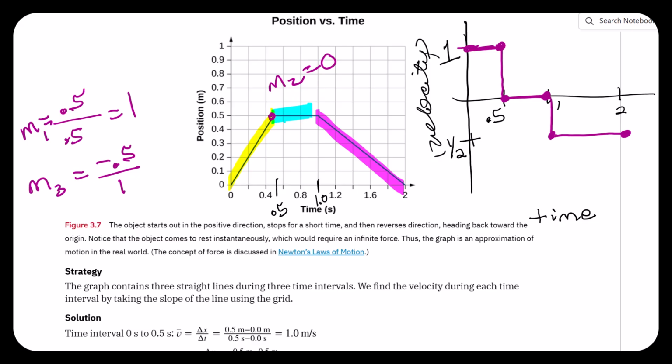So now I can look at this graph and they're like, well, how fast are you going at 0.25 seconds? And it's like, oh, I'm going 1 meter per second if I'm in this time period. Well, how fast are you going at 1.5 seconds? Well, actually, I'm going at negative a half meter per second.